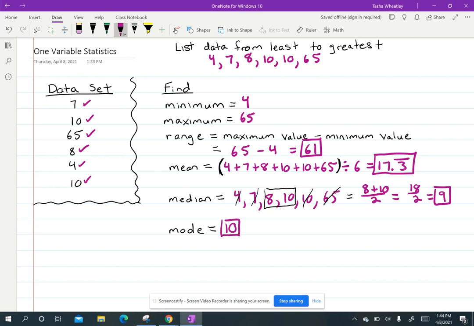Something that's good to point out is if you have 2 numbers that are the same. For example, if my data set had been 4, 4, 7, 8, 10, 10, 65, then my mode would be 4 and 10 because there are 2 values. If there's more than 2, though, so if I add a 65 now, so I have 4, 10, and 65, as soon as I have more than 2, I say there is no mode. So if there's 1 value or there's 2, then I can list those. If all the values are different, then there's no mode, or if you have 3 or more values, then there is also no mode.